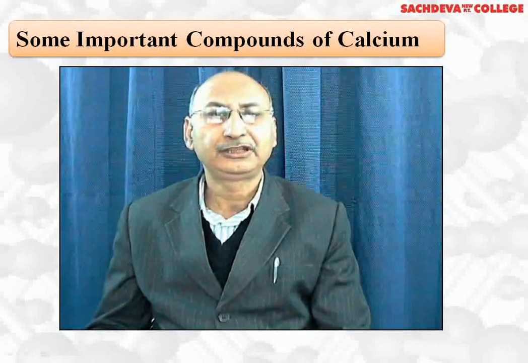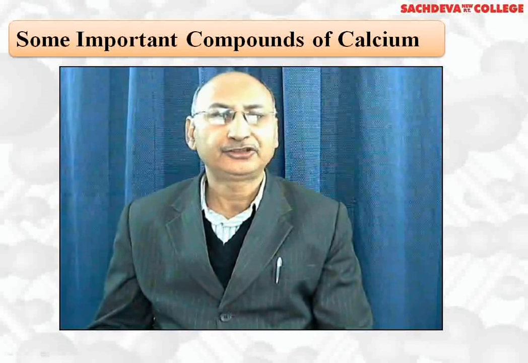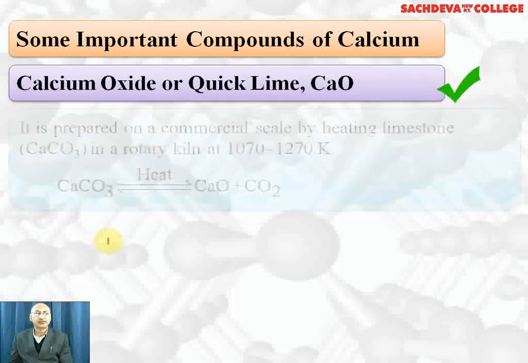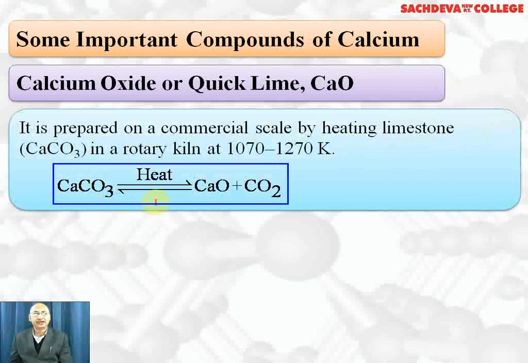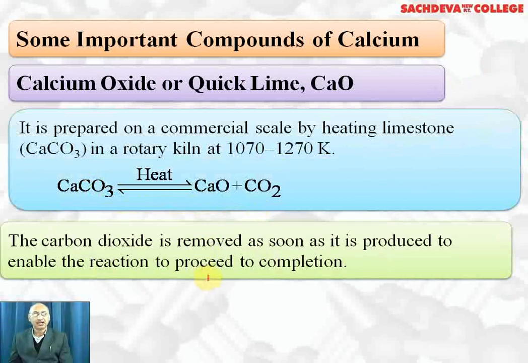Let's continue with the important compounds of calcium. Calcium oxide, or quicklime, is the first one. It is obtained by heating calcium carbonate at 1070 to 1270 Kelvin. It will give calcium oxide plus carbon dioxide. The carbon dioxide is to be removed as soon as it is formed, otherwise it will combine with calcium oxide to form calcium carbonate back. But if we remove carbon dioxide, then the reaction will go to completion.